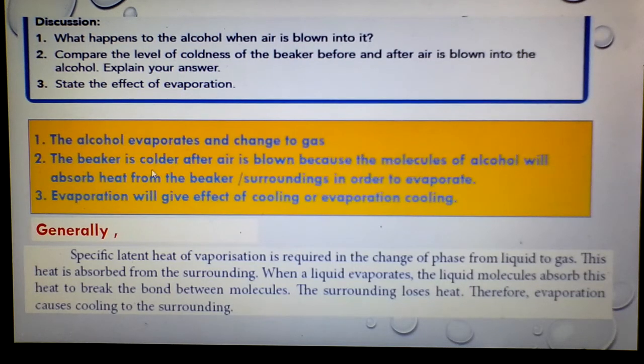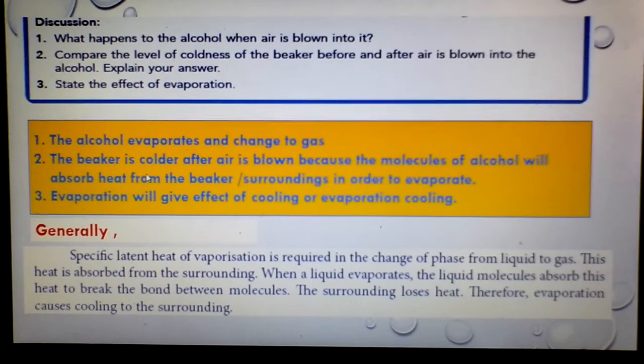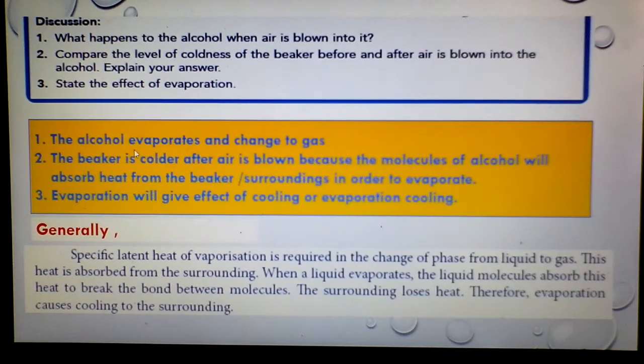So you can see the beaker, or the surface, becomes cold when you blow using the straw towards the alcohol, which causes the alcohol to evaporate. Generally, we can say specific latent heat of vaporization is required in the change of phase from liquid to gas. This heat is absorbed from the surrounding. When a liquid evaporates, the liquid molecules absorb this heat to break the bonds between molecules. The surrounding loses heat, therefore evaporation causes cooling to the surrounding.